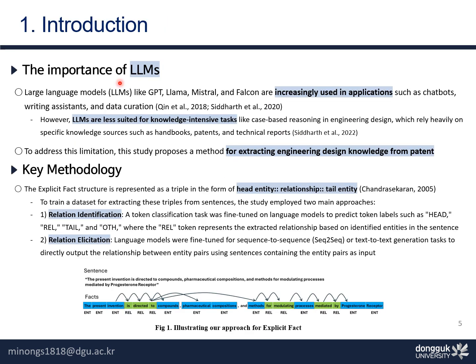The first section is the introduction. The paper starts by emphasizing the importance of LLMs. While models like GPT and Llama have been widely used in areas such as chatbots and writing assistants, they are not well suited for knowledge-intensive tasks like engineering design. This research therefore proposes a method for extracting explicit fact relationships from patent documents.